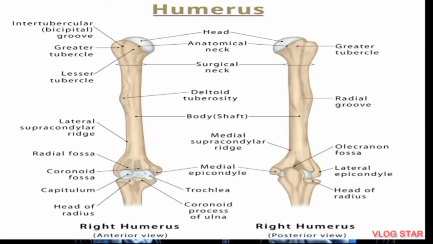So here you guys can see, this is the head of the humerus. Humerus is also known as arm bone. Here is the greater tubercle. This is the radial groove. Here is the olecranon fossa. This is the lateral epicondyle. This is the medial epicondyle.